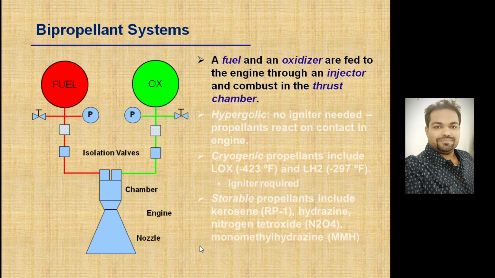Bipropellant system, that means it will have two propellants itself. One propellant will be called fuel, another is called oxidizer, right? So a fuel and an oxidizer are fed into the engine through injector, and combustion in the thrust chamber will happen. So fuel here, oxidizer will be filled here, both pressure regulators are there, pressure gauges are there, isolation valves, right, and finally they come here, get mixed here, and combustion starts, and finally getting expelled.